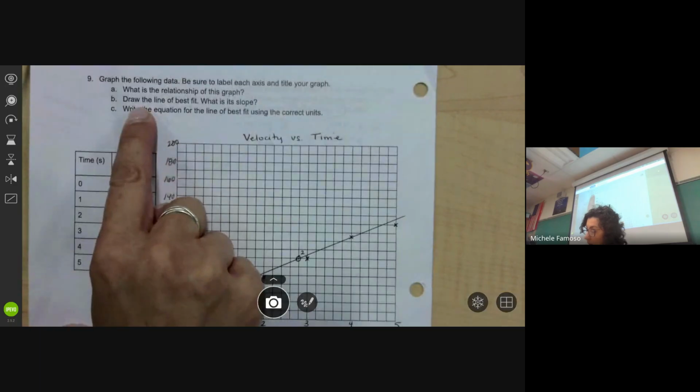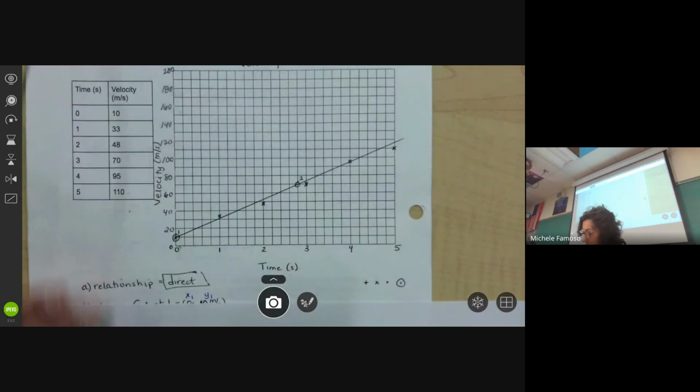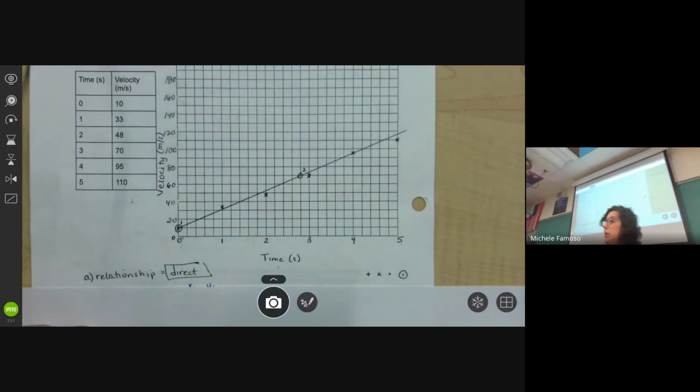Part B, well, that was draw the line of best fit. Part A, what is the relationship on that graph? You should have said that the relationship was direct. If I asked you for the shape, what would you have said? Diagonal line. Very good. Okay, letter B, I did that.